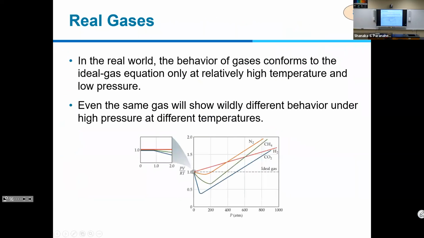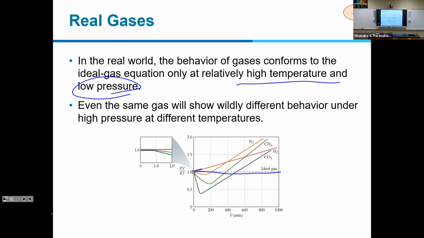That's what you see in the next slide. In the real world, the behavior of gases conforms to the ideal gas equation only at relatively high temperature and low pressure. That's where we can apply this gas law. Because the real gas is at relatively high temperature and low pressure, these equations are valid. If not, it deviates from the ideal. So this is the ideal gas law, ideal condition. At different pressures and different temperatures, there are different deviations. It depends on the type of gas.